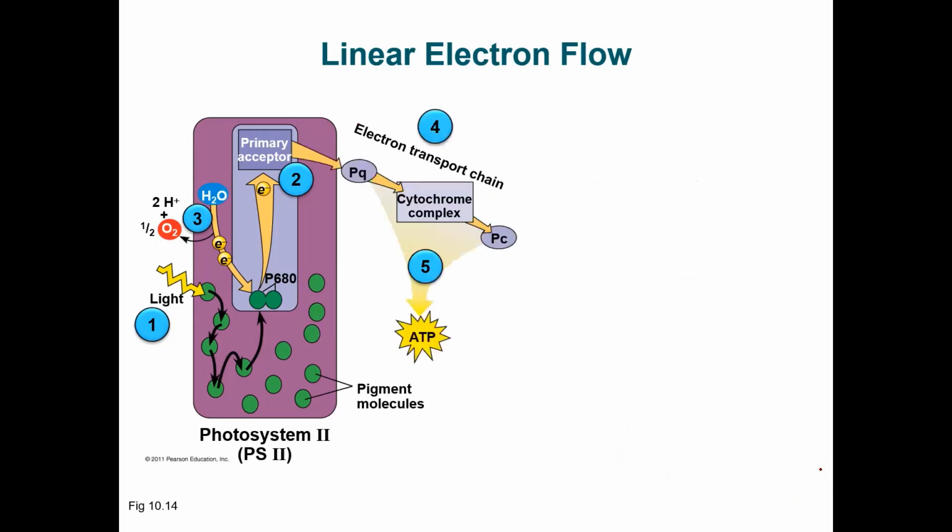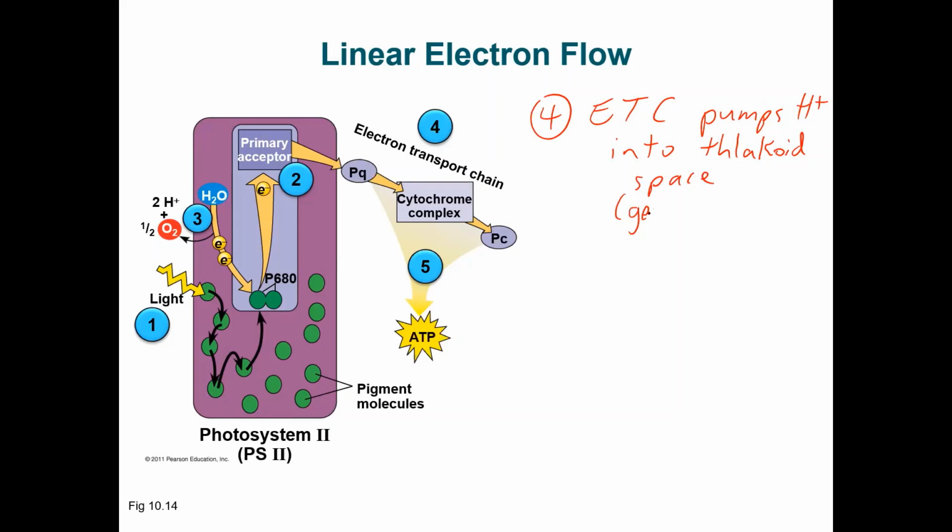So there's the electron transport chain. So number 4. So what do electron transport chains do? Well, electron transport chains pump hydrogen ions. So the electron transport chain pumps hydrogens into, and where do these go? I already told you the name of that: the thylakoid space. And this generates a proton motive force. Generates PMF.